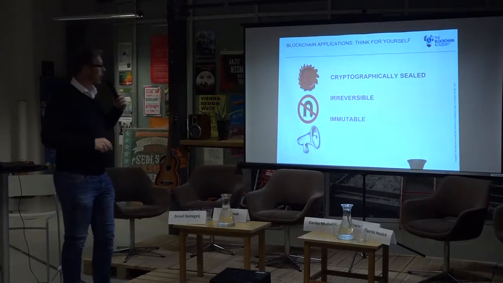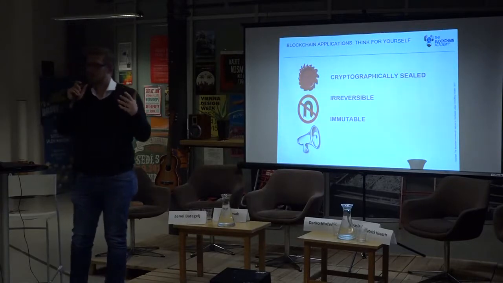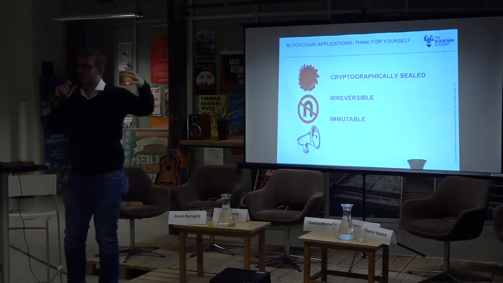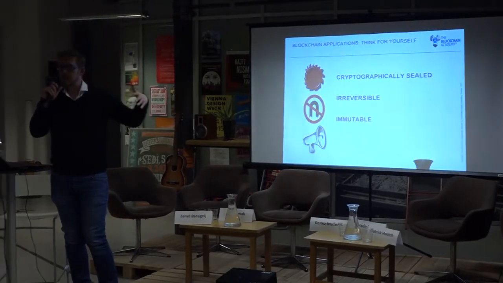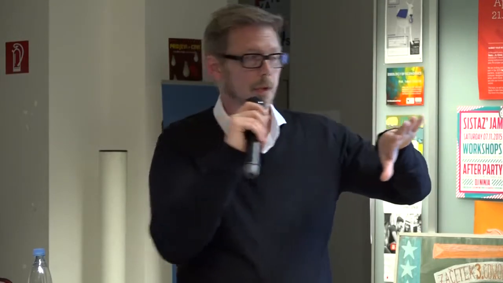A very important characteristic of blockchain is that the database is cryptographically sealed. Once a transaction has been approved by the community and inserted in the blockchain, there is a cryptographic seal that makes it irreversible and immutable. Once a transaction is in the blockchain, it can't be changed, it can't be deleted, it will be there forever in the state it was in at the moment it entered the blockchain. Okay? All very powerful characteristics.